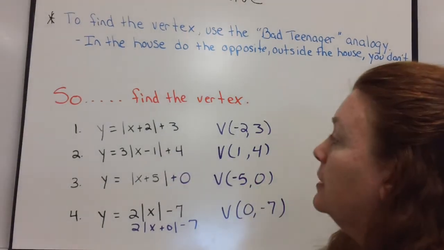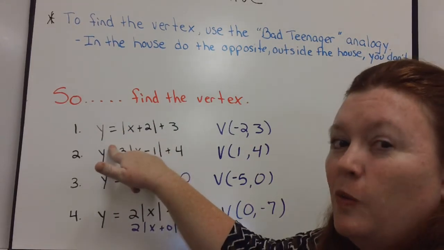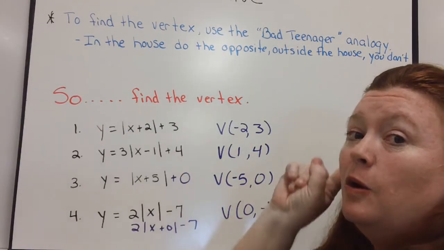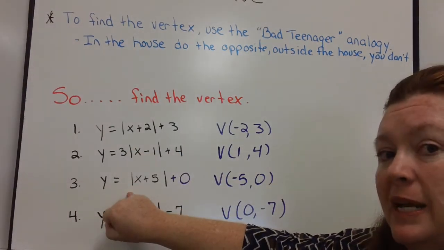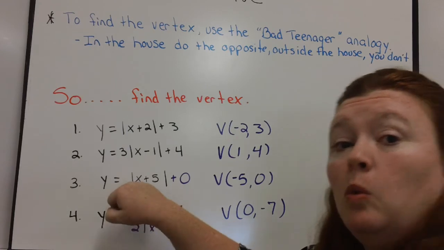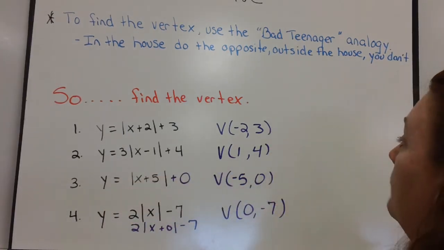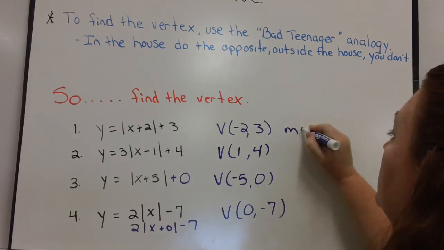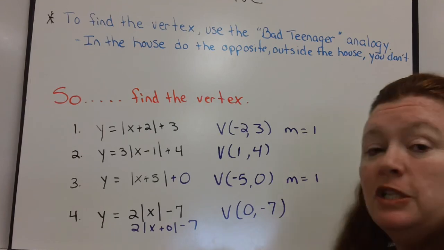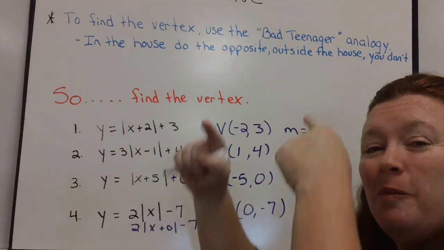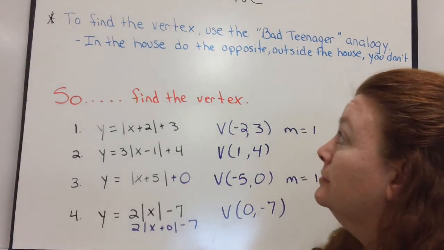What about number 1? I don't see a number there. There's an understood number there when it's not written, and that is 1. So for number 1 and also number 3, the slope would be 1. So if I were to graph these, I would just have to recognize that they have a slope of 1. And so I would just go up 1 over 1, up 1 over 1. And that's it for absolute value. All right.